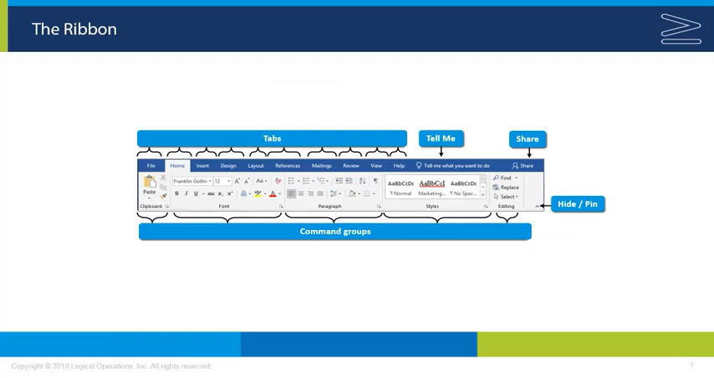Screen tips and dialog launchers. We already mentioned dialog launchers. Screen tips are little pop-ups that will pop up as you move a mouse over the commands. It's going to tell you what the command is going to do, and in some cases it'll tell you a keyboard shortcut that you can use to execute the command.